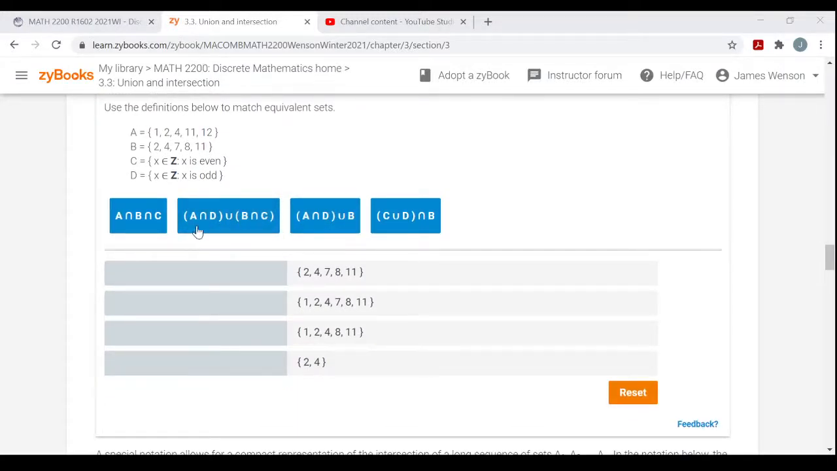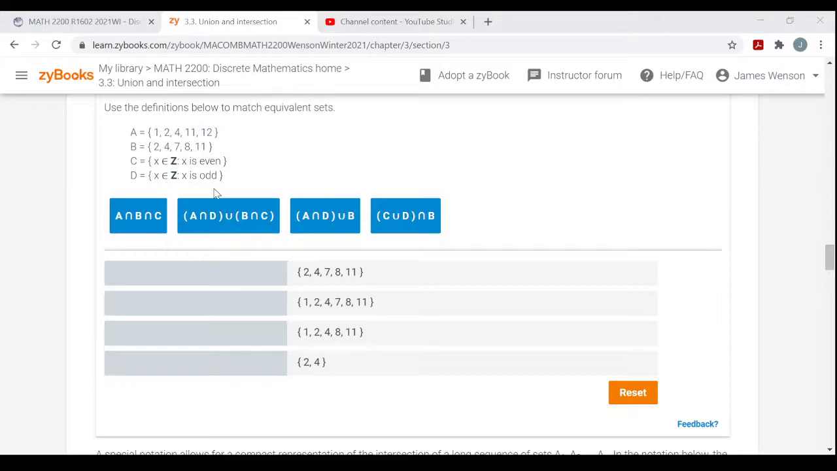First I'll do the expressions in parentheses. So I'm doing intersections. Now what's A intersect D? A intersect D would be all the odd integers that are in both of them. So just 1 and 11. So A intersect D has just 1 and 11. B intersect C in the other set of parentheses would be all the even integers that are in both, so 2, 4, and 8.